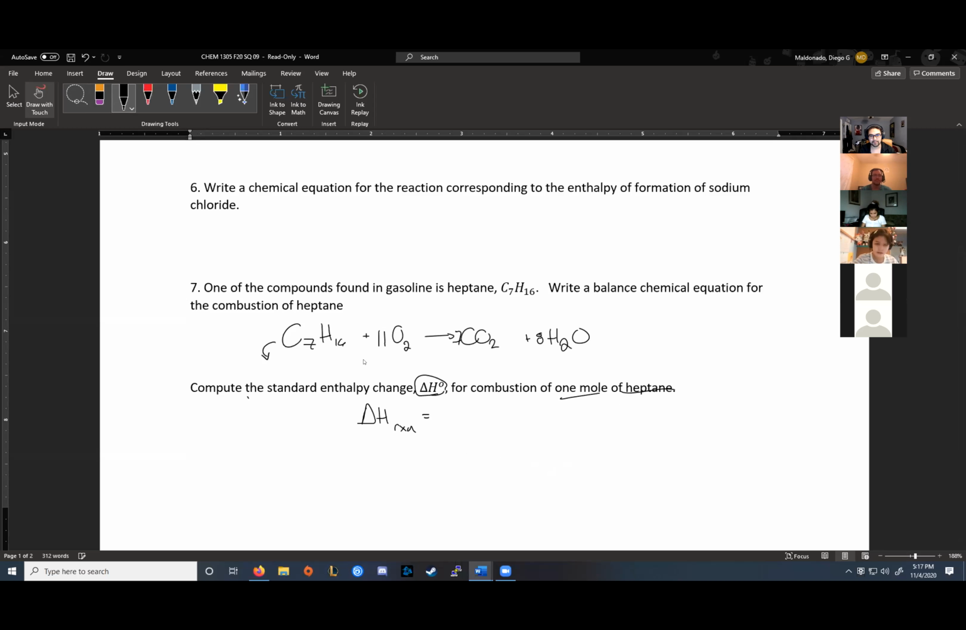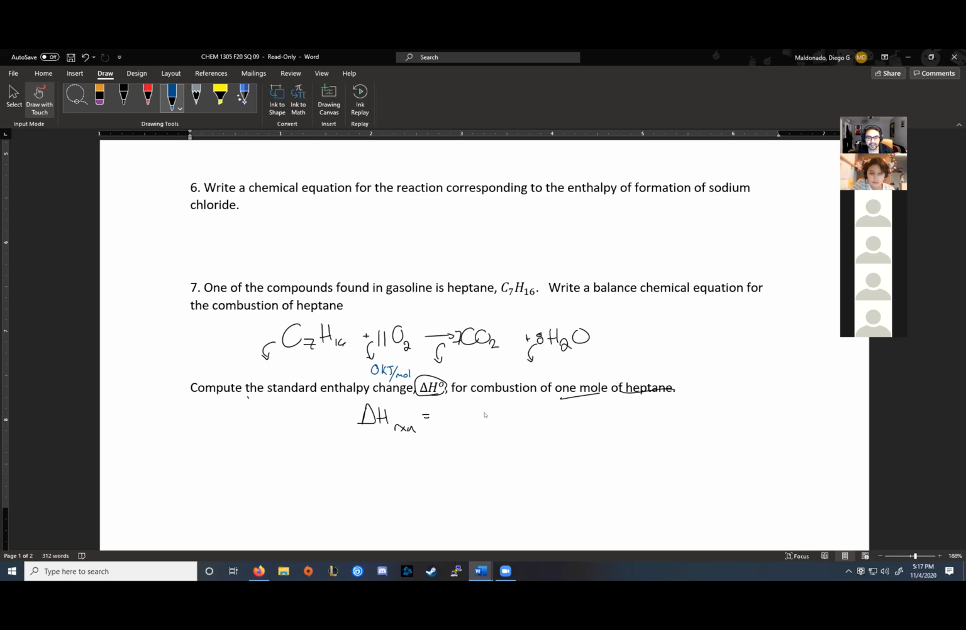Where do you guys think we find the enthalpies of formation of these compounds? They're going to be given to us. Ideally, yes. Hopefully, yes. But you guys can also Google it. Which one do we know right off the bat already? Oxygen. Yep. Oxygen is always going to be 0 because it's elemental.